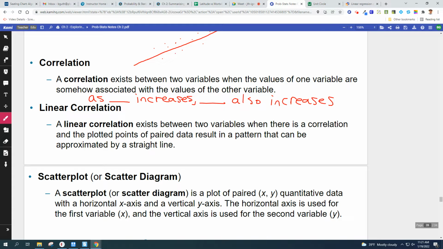As the temperature rises, the ice cream truck sales also increase. Those two variables, the temperature and the ice cream truck sales, have a correlation, a positive correlation. Linear correlation exists between two variables when there's a correlation and the plotted points of the paired data result in a pattern that can be approximated by a straight line. That's a lot of words to just say it's a line. All right, linear correlation, there's a line through, as opposed to a parabola or some other shape.